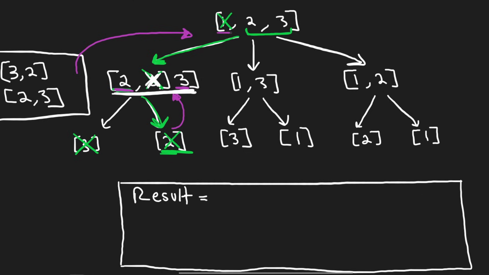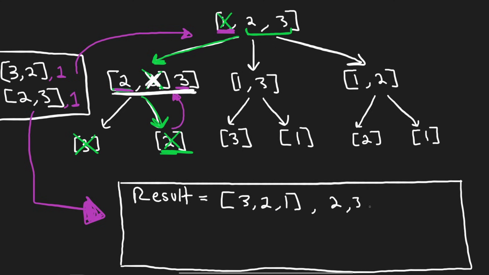We remember we removed this one as we were going down our left subtree. So to each of these two lists, we're going to append a 1. We're going to add it to the end. So a 1 here and a 1 here. So now, so far, we found two permutations. We can add that to our result now. So one permutation is 3, 2, 1, and 2, 3, 1.